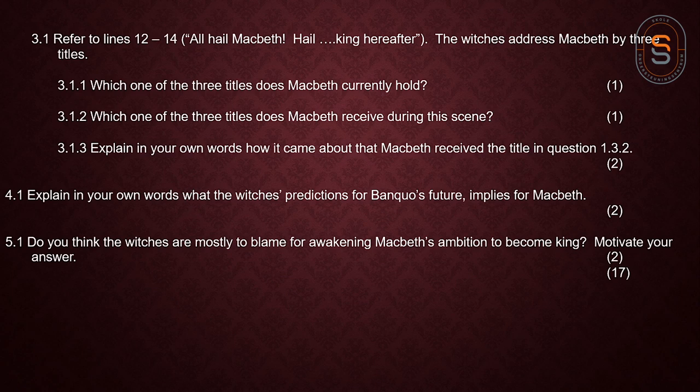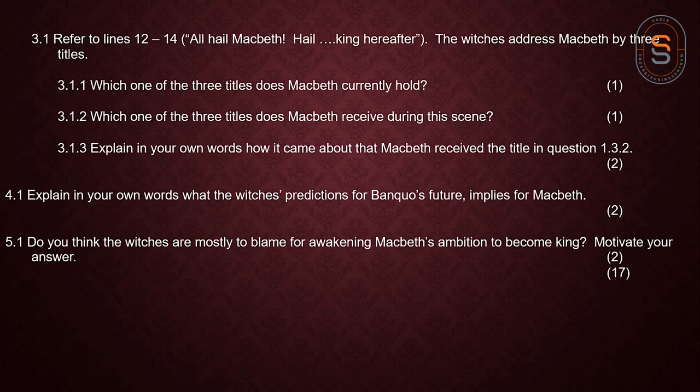Refer to lines 12 to 14, "All hail Macbeth, hail" up until "King hereafter." The witches address Macbeth by three titles. Which one of the three titles does Macbeth currently hold? That's obviously Thane of Glamis. Which of the three titles does Macbeth receive during this scene? Thane of Cawdor. And explain in your own words how it came about that Macbeth received the title. Remember here, I want the full story.